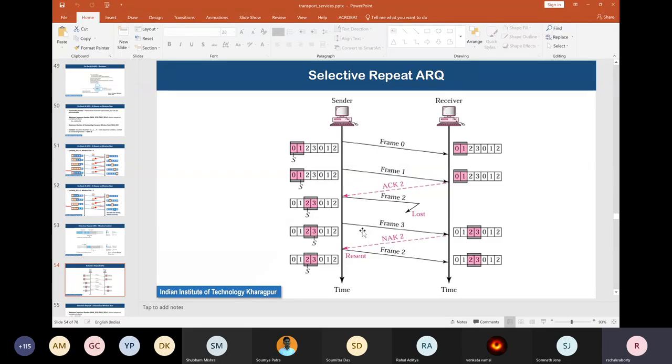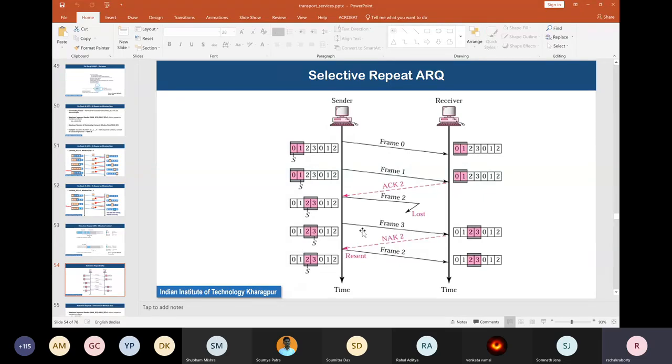The problem with not acknowledging individual frames is that now, if you do not receive a frame, you have to send a special packet called a negative acknowledgement, NAK, to the sender, saying I have not received something. Please send it to me.